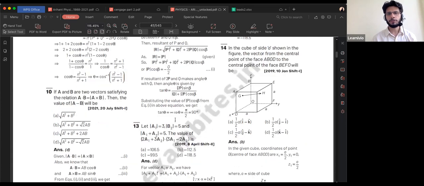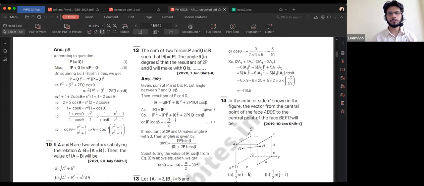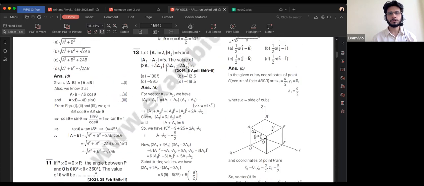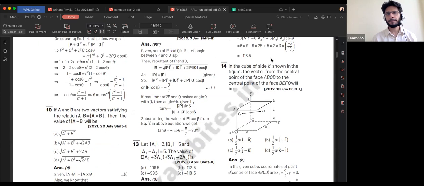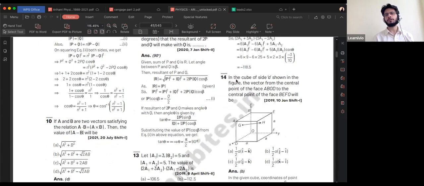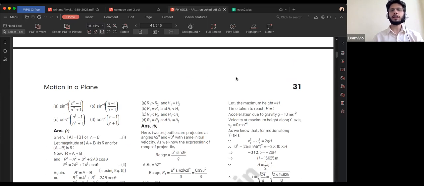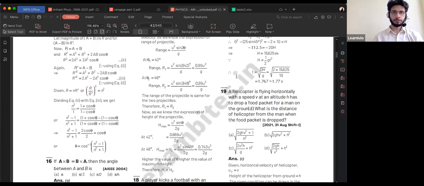This we have already finished. This is the same. There's nothing in this question. Question number 13 and question number 14. So by today evening, try to solve all these questions.